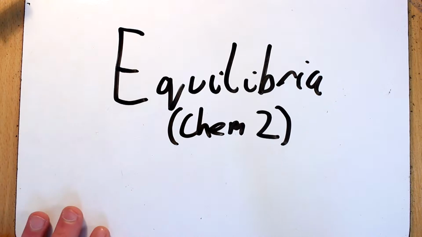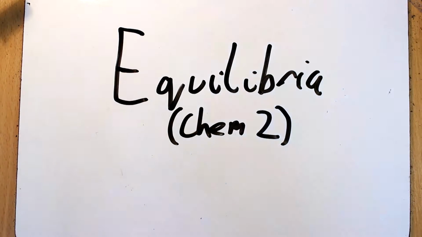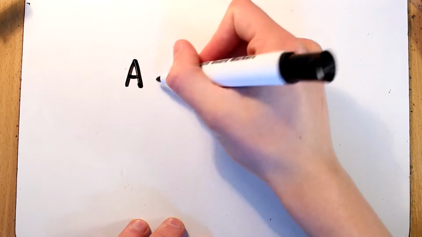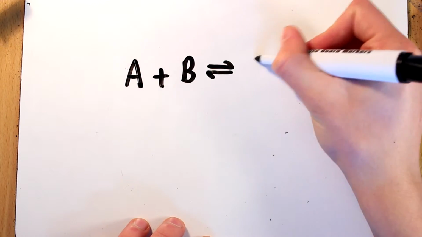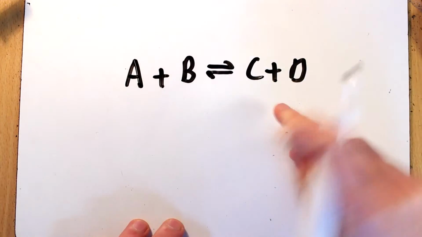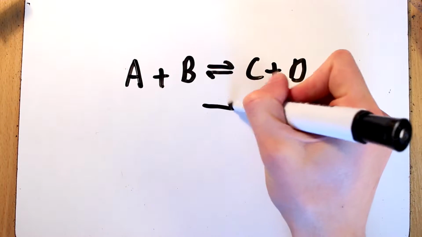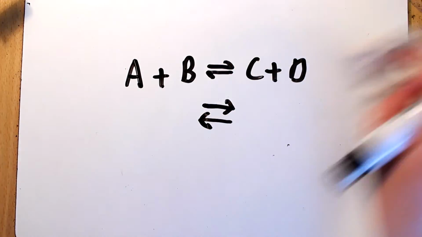So, what is Equilibria? Whenever you see this, you should think reversible reactions. So it's just a reaction which effectively goes both ways. So if I just write out A plus B reacts to form C plus D. Now if you've never seen this symbol before, it just means a reversible reaction. So instead of writing an arrow that way and an arrow that way, it just basically gets abbreviated into that.